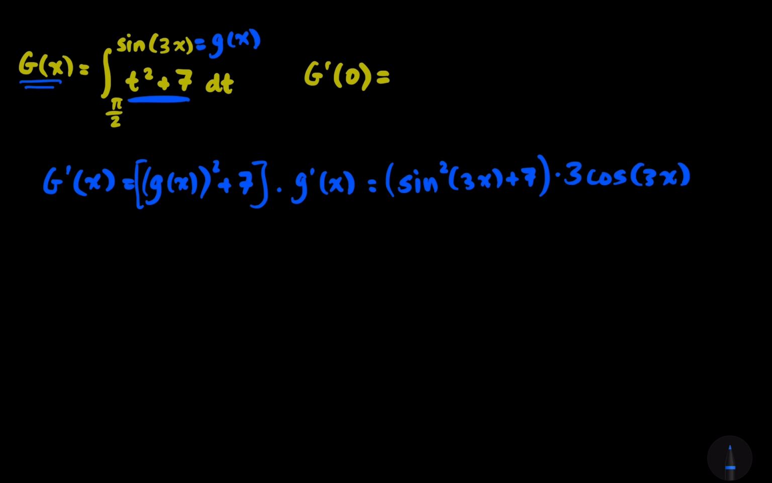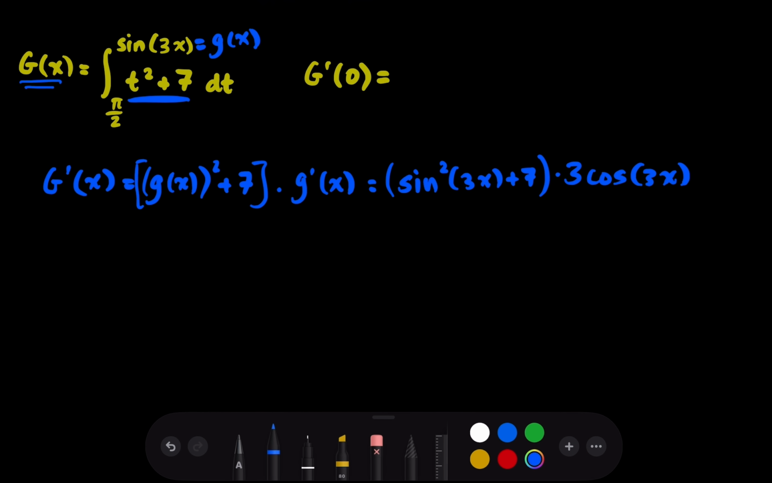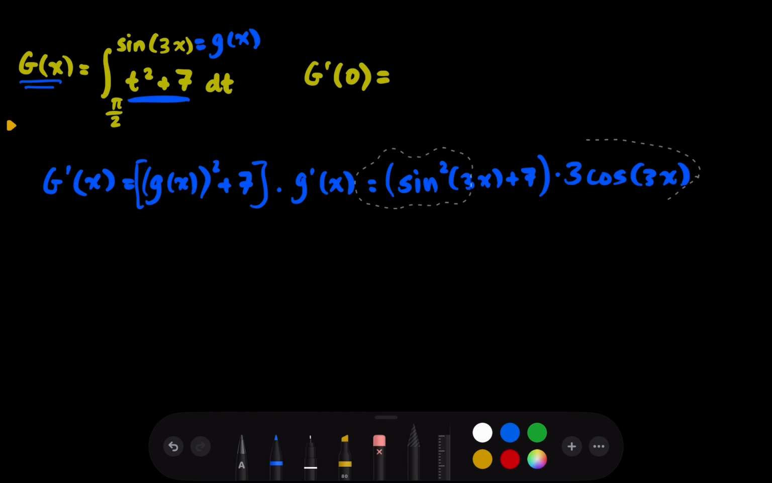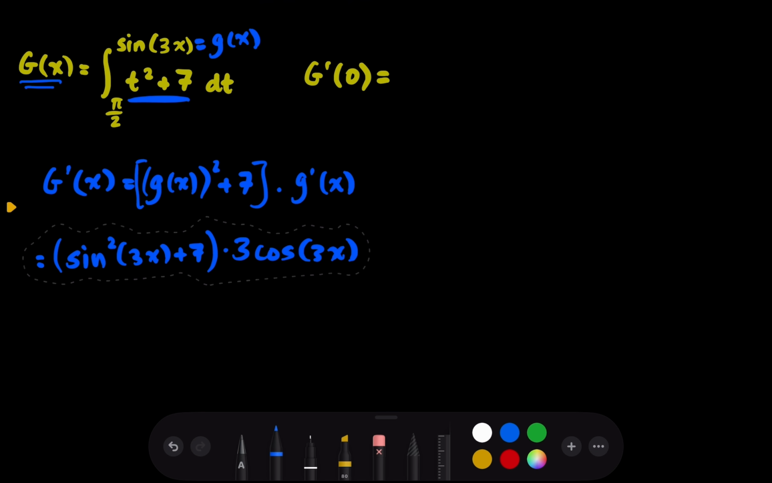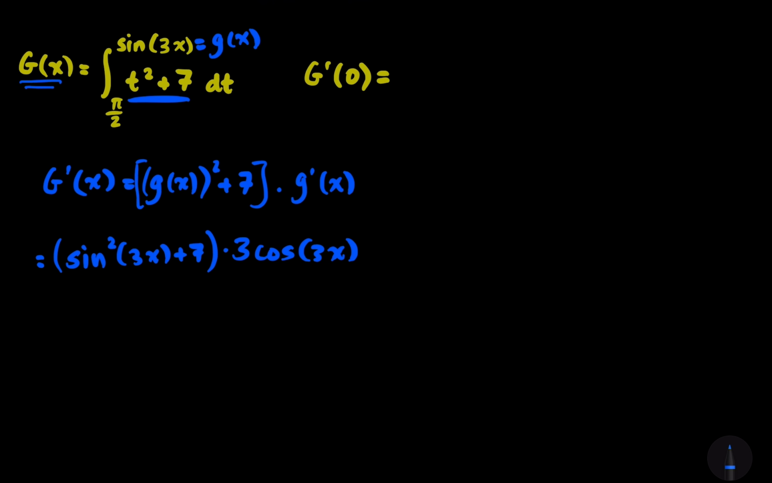And then what we're going to do is replace x with 0, right? And so let me actually move all of this down so we have a little bit more space. So let's just move this over here. And so what we're going to do is put x equals 0. So we'll end up with sine squared of 3 times 0, which is just 0, plus 7. We're going to multiply that by 3 cosine of 3 times 0, which is also going to be 0.